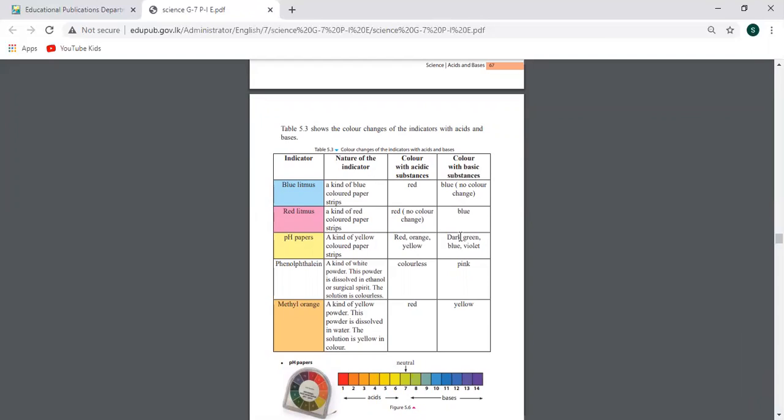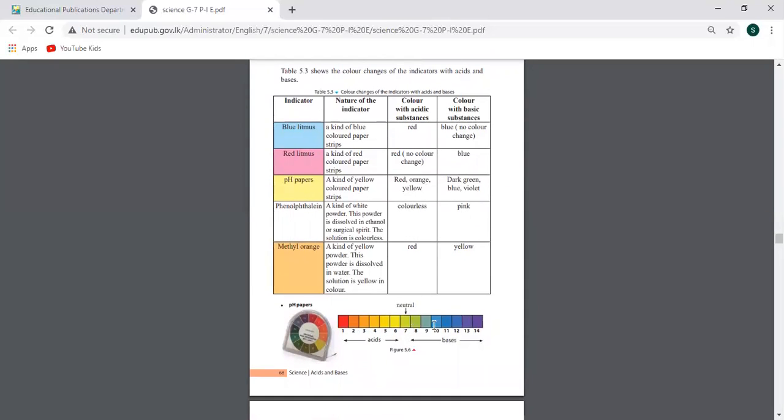And also in basic, basic starts with a B and bitter starts with a B, so BB. That means a basic substance tastes bitter. And when we talk about blue litmus, the color is blue, and when we talk about red litmus, the color is blue. So in the column of bases, all the things start with B, B, B, B, B, B.